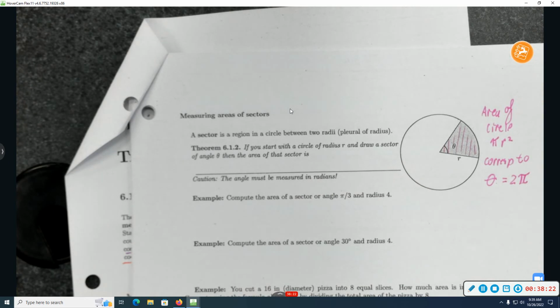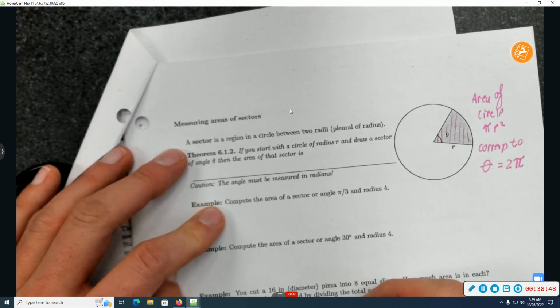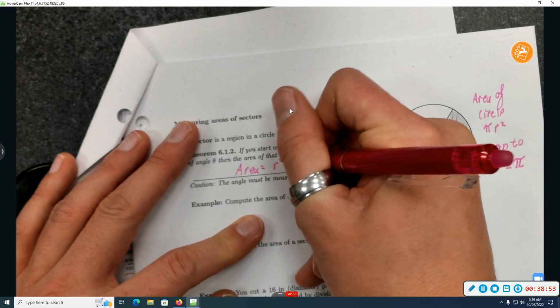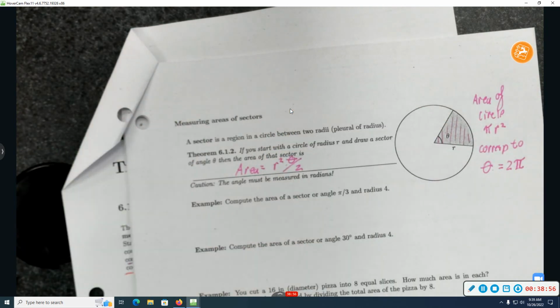So when you have 2 pi radians, you wind up with pi r squared as the area. Well, that should mean somehow that every 1 radian should result in r squared over 2 area. So the general formula for the area of a sector, and we'll check this in a moment, is area is equal to r squared theta divided by 2. And let's just check that that's right by plugging in a few sample values.